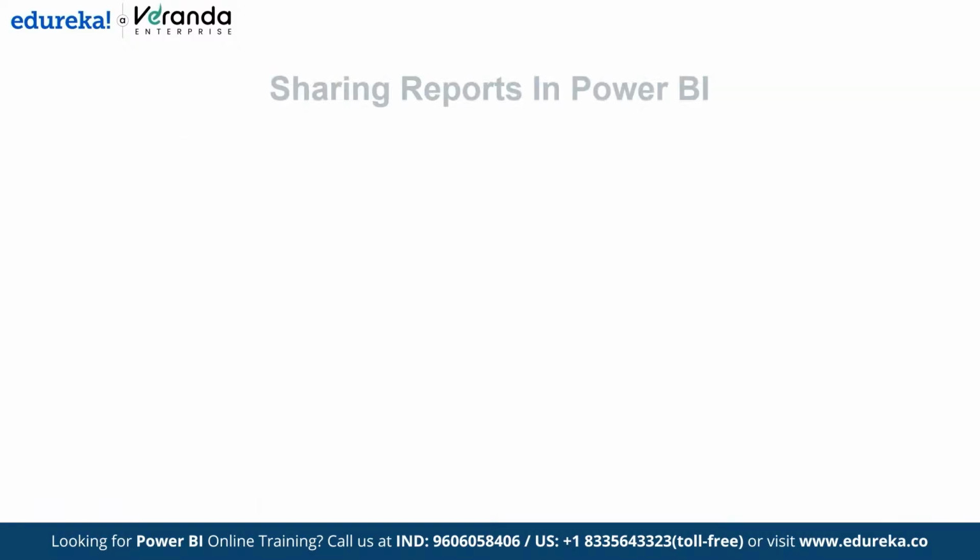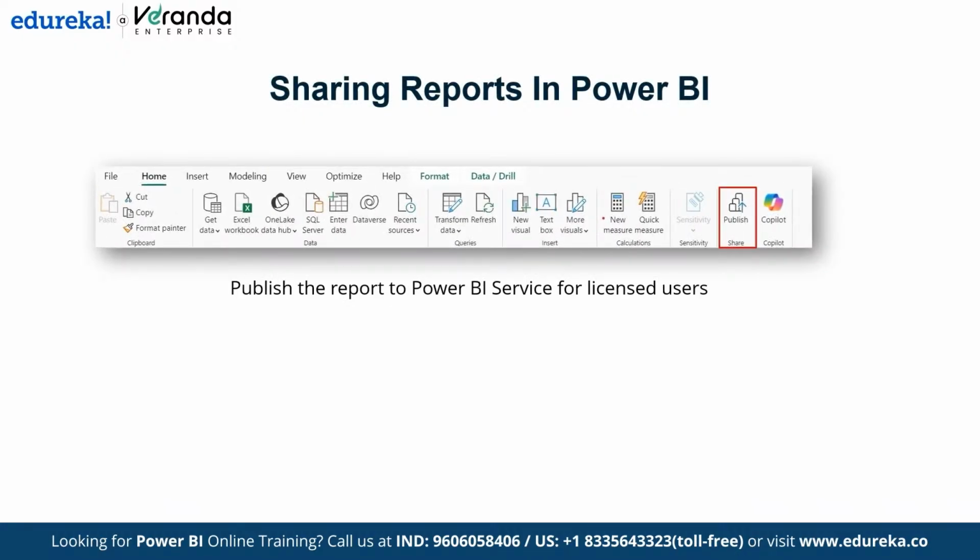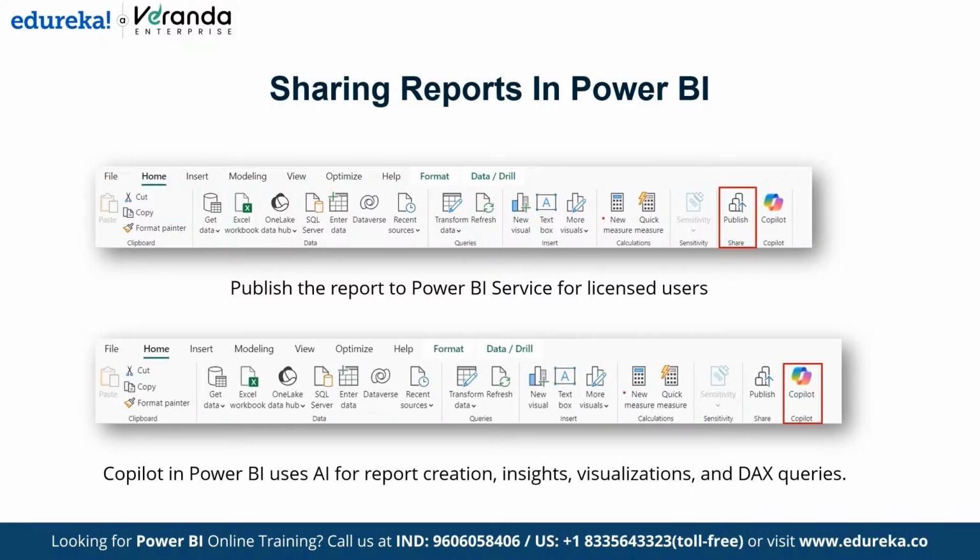I'll be teaching you how to share reports in Power BI. On the home screen towards your right hand side, you can see an option called Publish. This Publish is used to share the report to Power BI service, only for licensed users. Next comes a Copilot option. Again towards the right hand side of your home screen, you can see a Copilot option. Copilot in Power BI uses AI for report creation, insights, visualizations, and DAX queries.